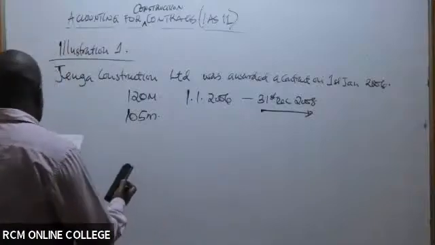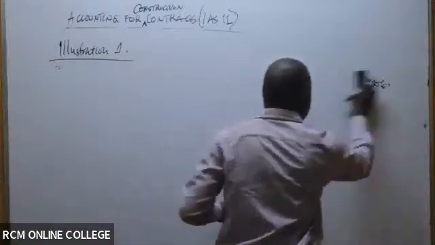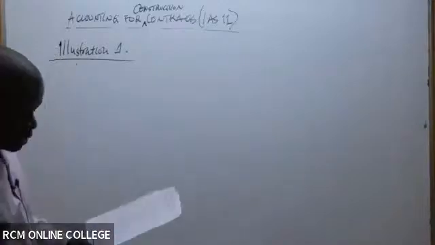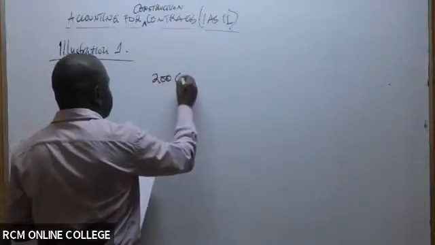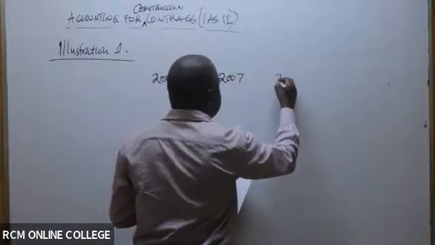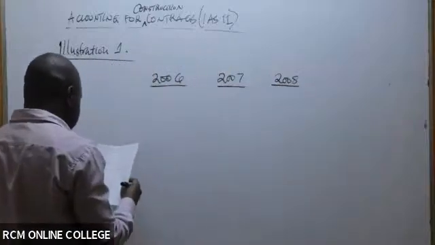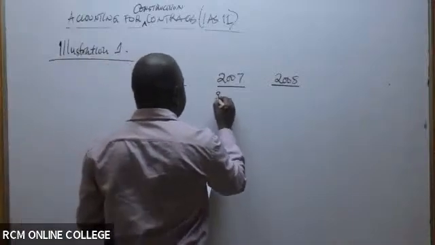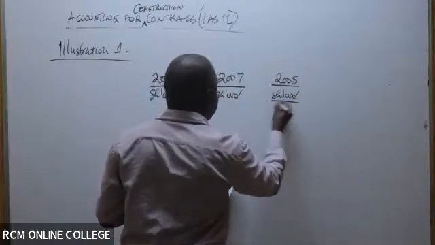So hope you are together up to there. Then you can prepare a table. After you've written that, you put a table. On the table, just copy exactly what I'm going to put here on the board. We have 3 years: 2006, 2007, and 2008. Because our shillings, we can put them in thousands like that.